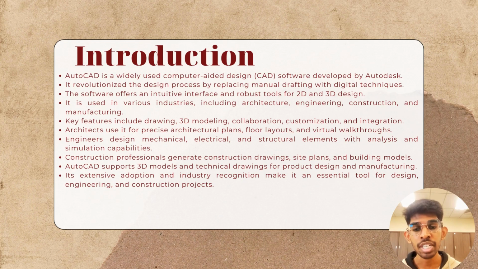architects use AutoCAD to create precise and detailed architecture plans, floor layouts, elevations, and sections. Taking another example, engineers also use AutoCAD to design mechanical components, electrical systems, piping layouts, and structural elements. It also helps in analyzing and simulating designs before actual implementation. So it can be said that AutoCAD supports the creation of 3D models and technical drawings for product design and manufacturing process. It enables prototyping, simulation, and manufacturing documentation.